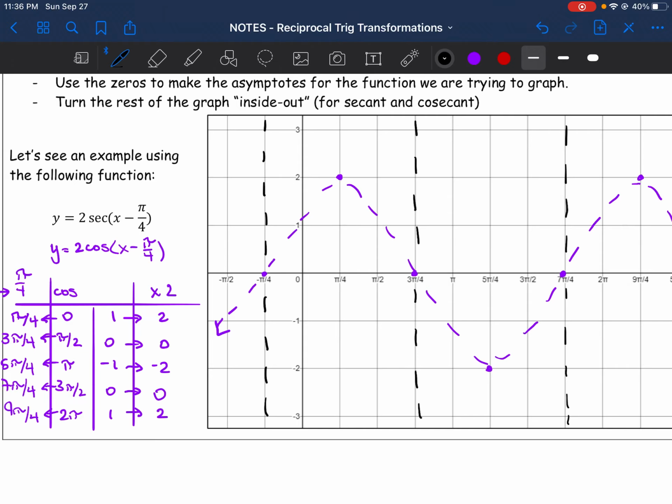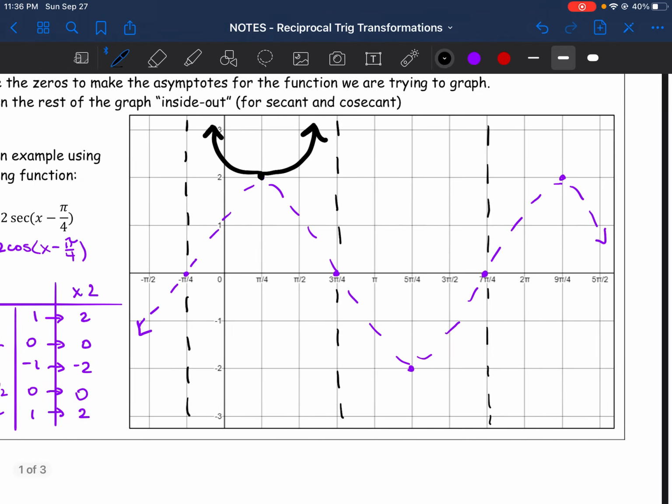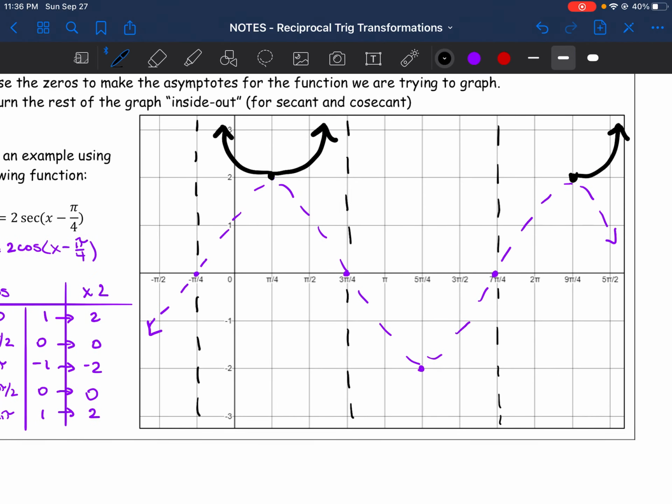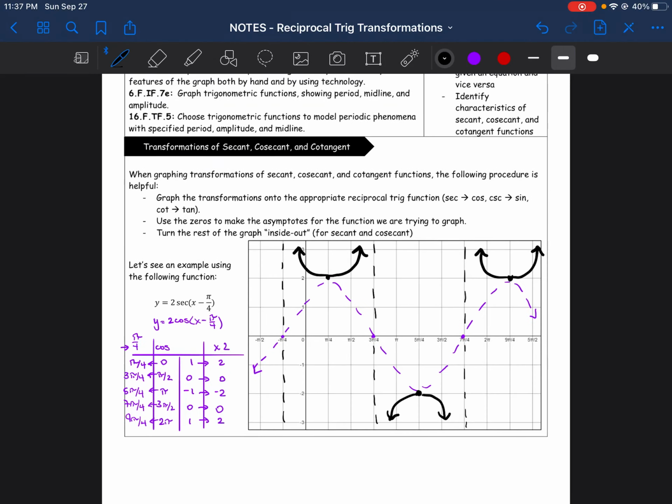And then recall from the previous video that any maximum of cosine would turn into a minimum for that section of the secant graph. And any minimum for cosine would turn into a maximum for that section of the secant graph. And here in black, we have the graph for 2 secant of x minus pi over 4.